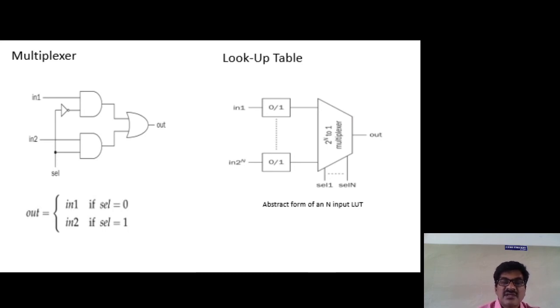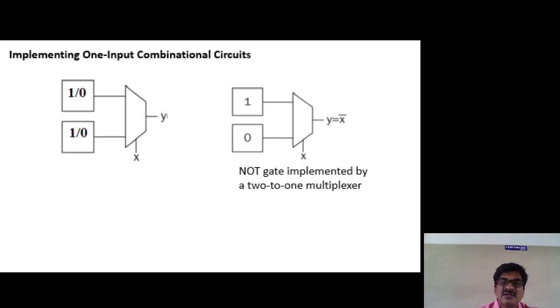With this lookup table, you can realize whatever logic function we have. How is the realization done? By changing the values in the flip-flops, the realization of the lookup table can be changed. So let us see some of the lookup table designs for different Boolean expressions. Let us see here implementing a 1-input combinational circuit.